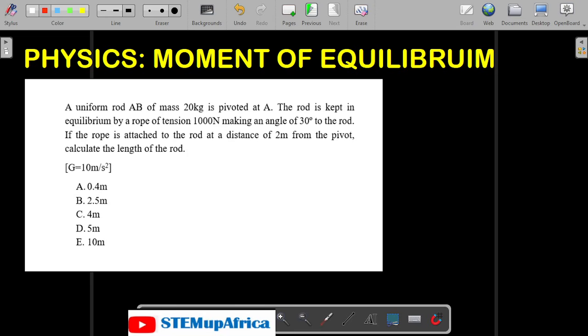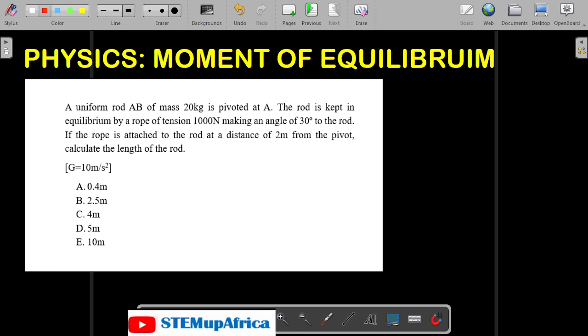So welcome to our class for today. We are looking at moment of a force on an equilibrium force system. But before we go, let's first of all understand what is moment.